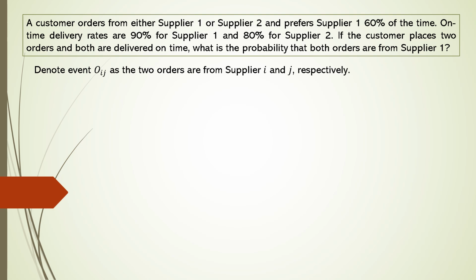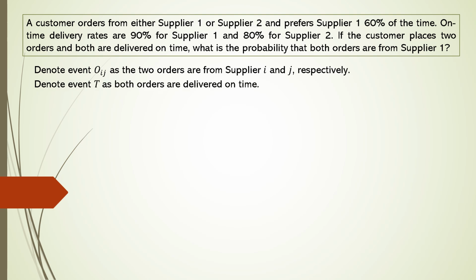Let's start with O_ij, so subscripts ij are the suppliers. So we have O11 for the 2 orders are both from supplier 1. O12 would be the first order is from supplier 1 and the second from supplier 2. So we would have 4 events using this O, right? We will have O11, O12, O21, O22. So we have 4 outcomes if our question is only about where we put the 2 orders.